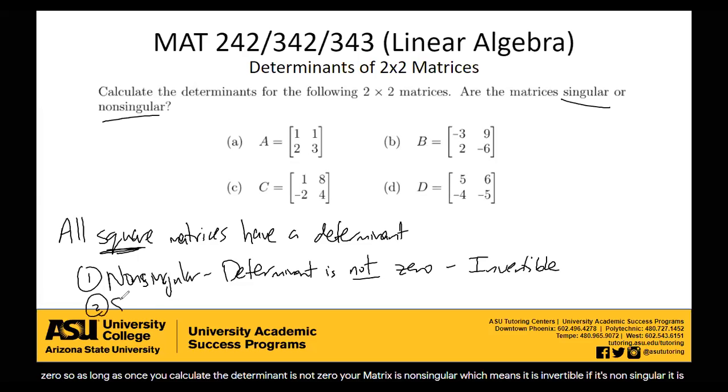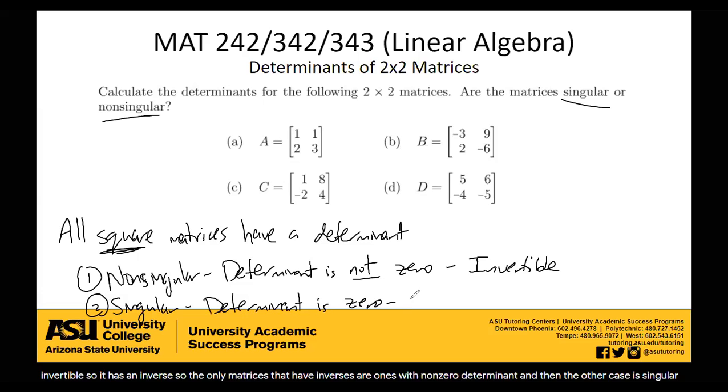And then the other case is a singular matrix, and you can probably guess what this is. The determinant is zero, and this means it is non-invertible. So you cannot take the inverse of these matrices, right? Remember, not all square matrices are invertible, and now we have a characterization. Now we know exactly which ones are invertible and which ones are not. The ones that have non-zero determinant are invertible. The ones that have zero determinant are non-invertible.